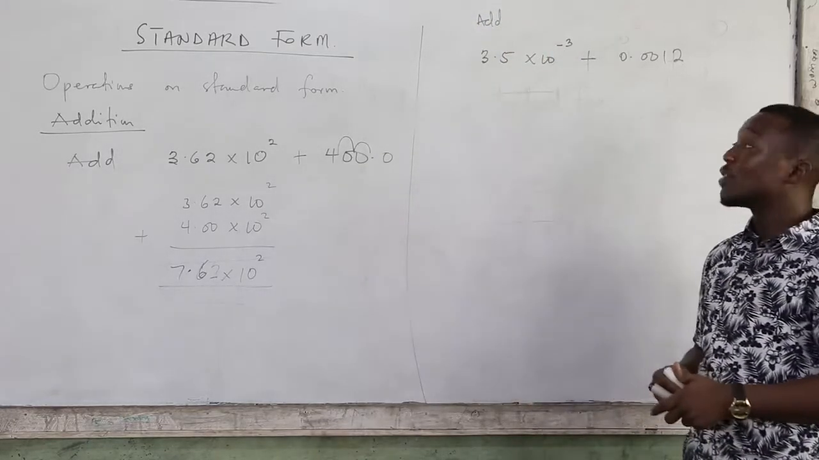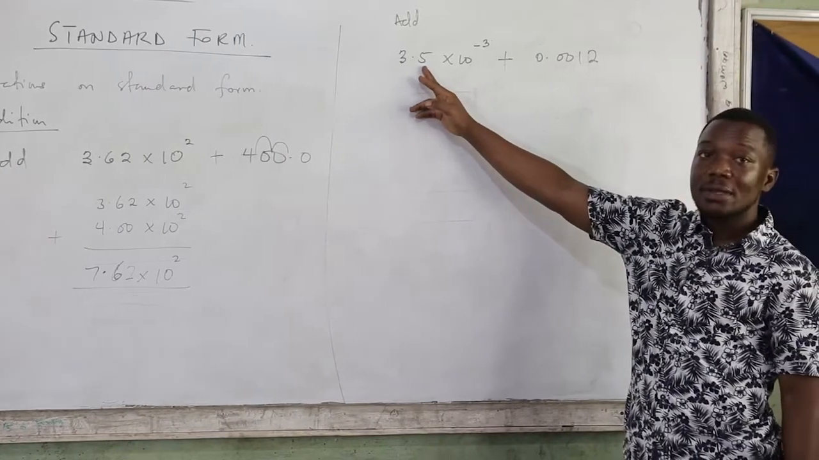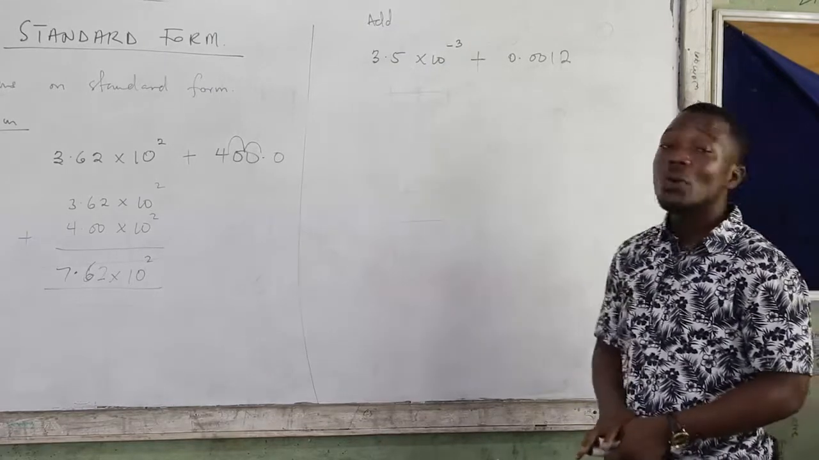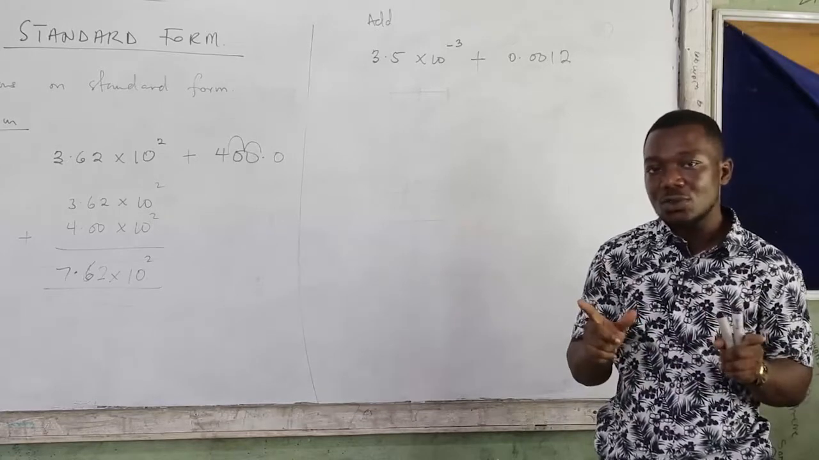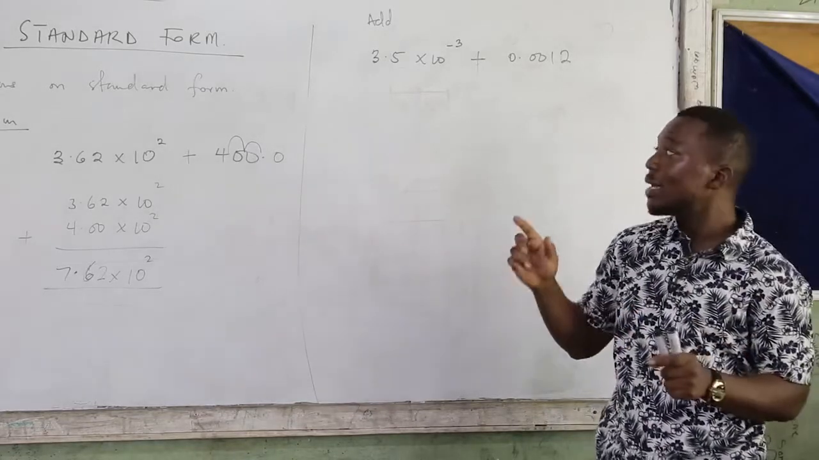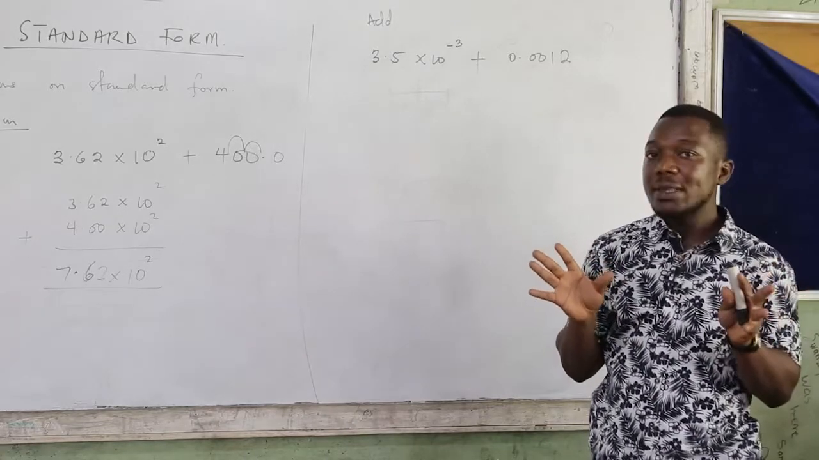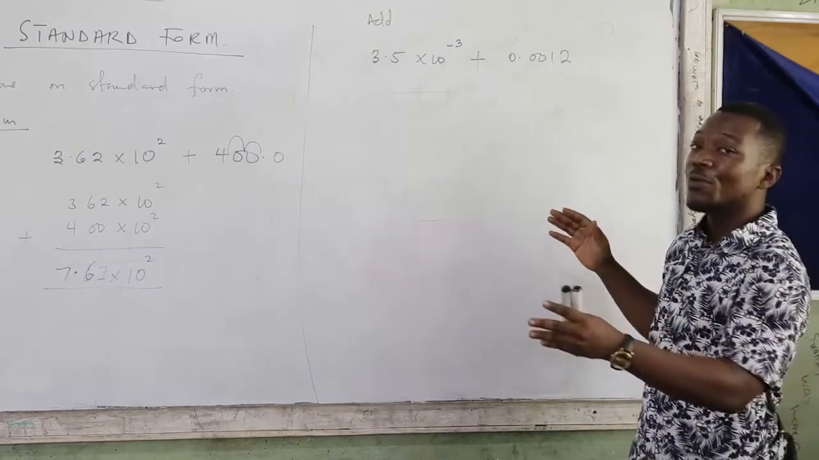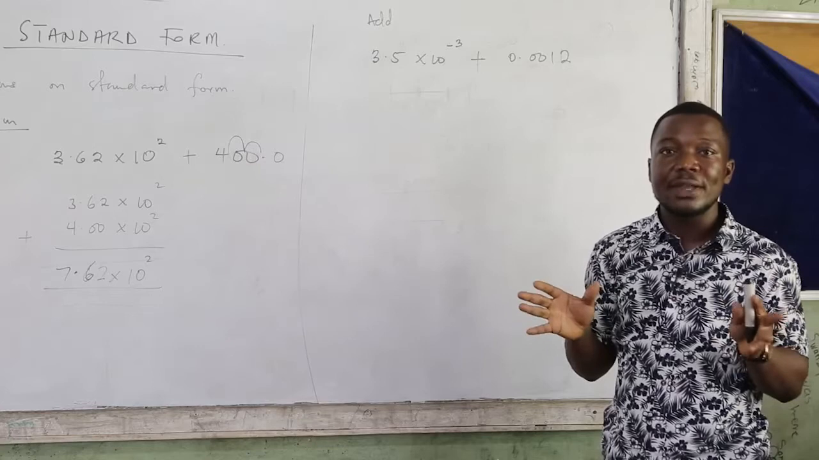All right, so here we are supposed to add 3.5 times 10 raised to the power negative 3 plus 0.0012. So I've told you the first thing to do is to make sure that this 10 raised to the power, they should have the same 10 raised to the power. Now, the figure here is negative. And so definitely we know when we move from the left to the right, we make the figures look bigger. And so they are going to have a negative index.